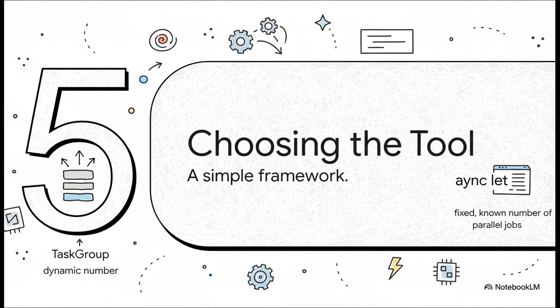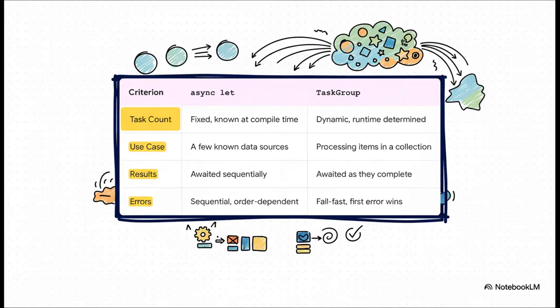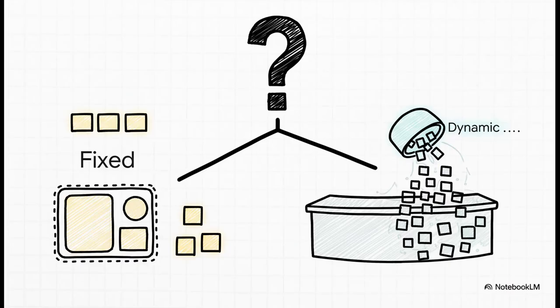All right, let's bring this all home. We've seen both tools, so how do we build a dead simple framework for deciding which one to use in our own code? This table really breaks it down. The number one question is always, is the number of tasks fixed or dynamic? If it's fixed, async let is your guy. If it's dynamic, you need a task group. Also notice the difference in how you get results back. With a task group, you get them as soon as they're ready, which can be great for updating a UI piece by piece.